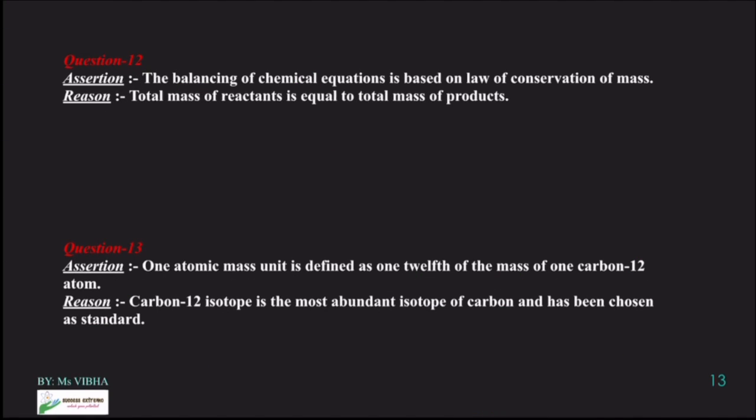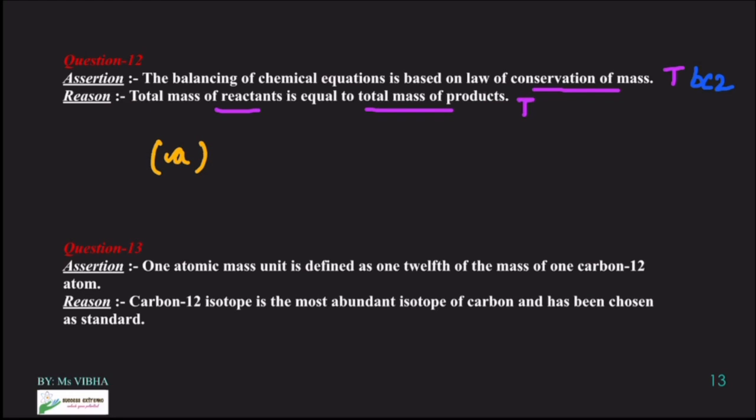The next question: the balancing of a chemical equation is based on the law of conservation of mass. The statement is true. The second statement, the reason, is that the total mass of the reactants is equal to the total mass of the products. Yes, this is also true. Adding "because" in between: the balancing of the chemical equation is based on the conservation of mass because the total mass of the reactants is equal to the total mass of the products. The correct option is A.